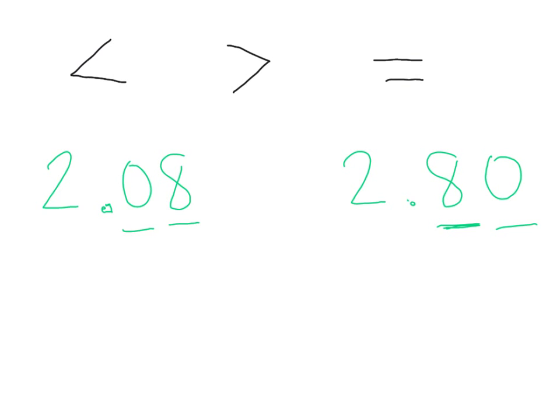If I wanted to think about money, this would be $2.08 versus $2.80. Sometimes thinking about money helps you to see it a little bit better, quicker. $2.80 is going to be bigger than $2.08. So if I read this final answer, 2.08 is less than 2.8.